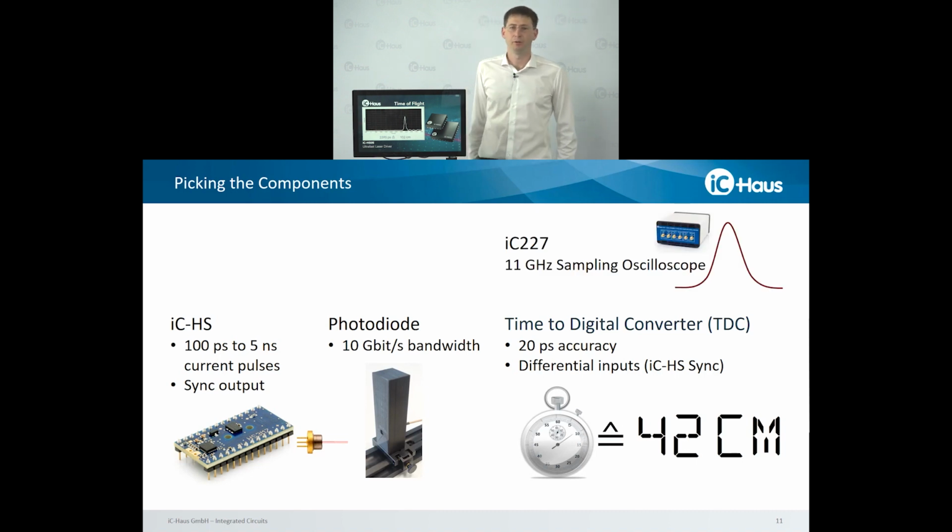All those 3 parts would be enough for the distance measurement derived from the time measurement. But there's one additional item that we added. This is our 11 gigahertz sampling oscilloscope, which then can give us the pulse form because of the fast photodiode. This is very convenient when we later want to find the best configuration in terms of electrical pulse lengths for the iC-HS, and in general a very good tool to analyze the profile of a beam.